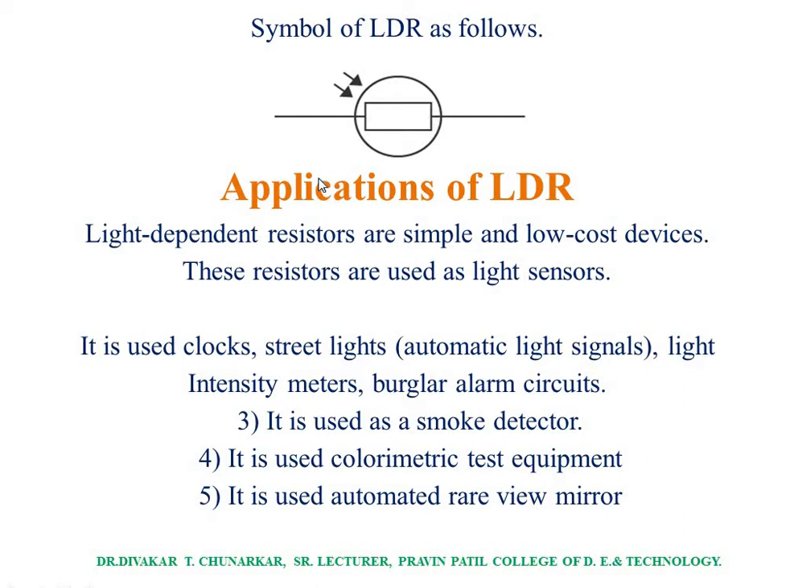Now I am going to start the applications of LDR. Light dependent resistors are simple and low cost devices. First, these resistors are used as light sensors. Number 2, they are used in clocks, street lights, and automatic light signals. LDR is used in intensity meters and burglar alarm circuits, like the burglar alarms used in jewelry shops, keeping this in mind.